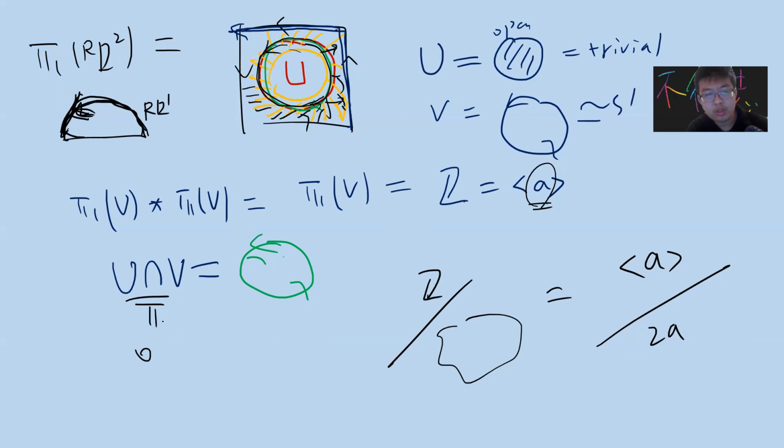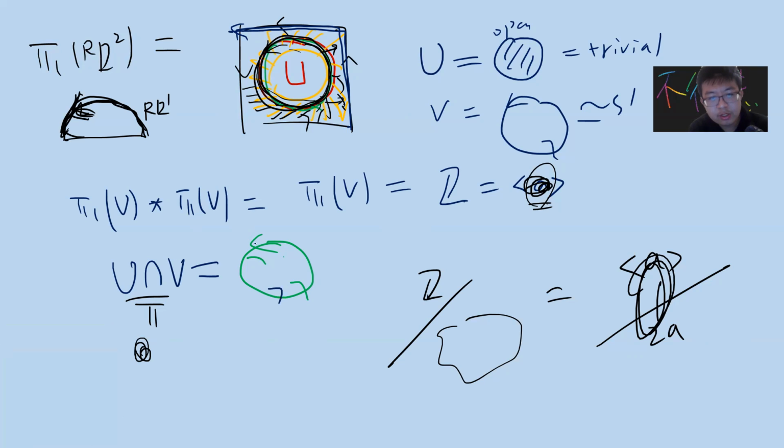Right? Because this is not trivial. I mean, this 2A, this A, how should I say this? Not good. Let's do this.